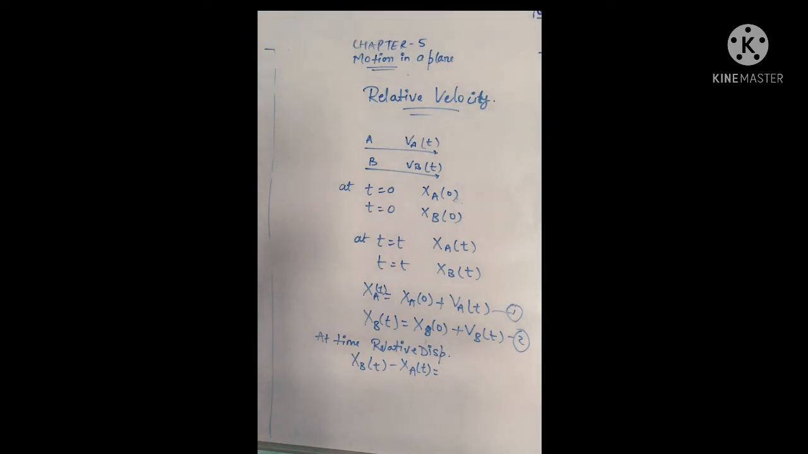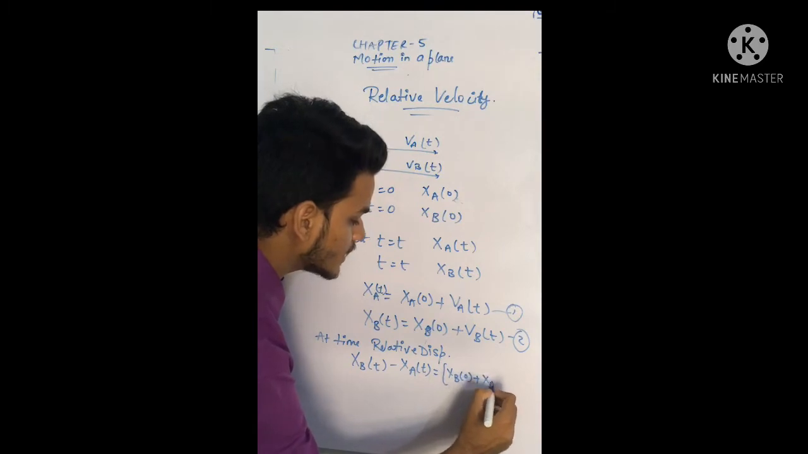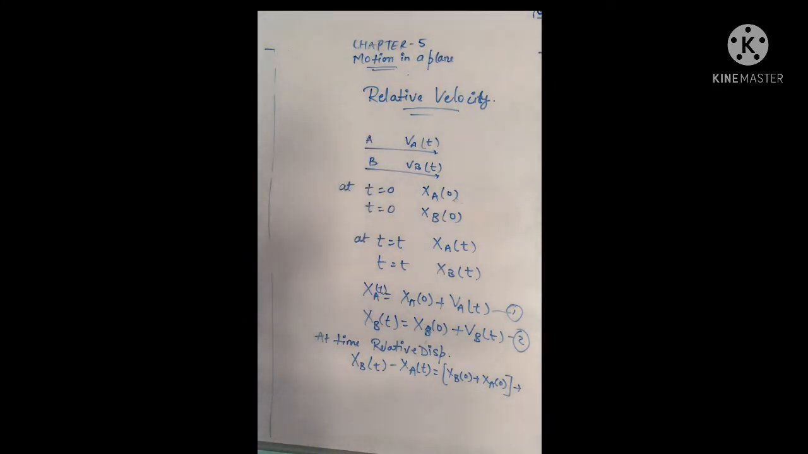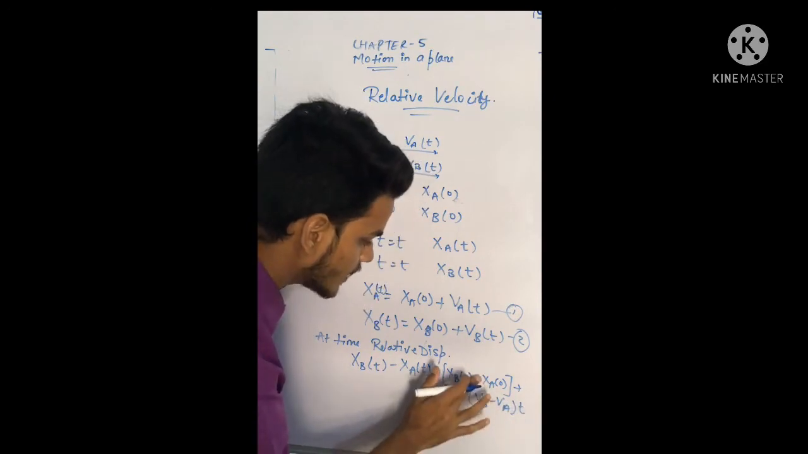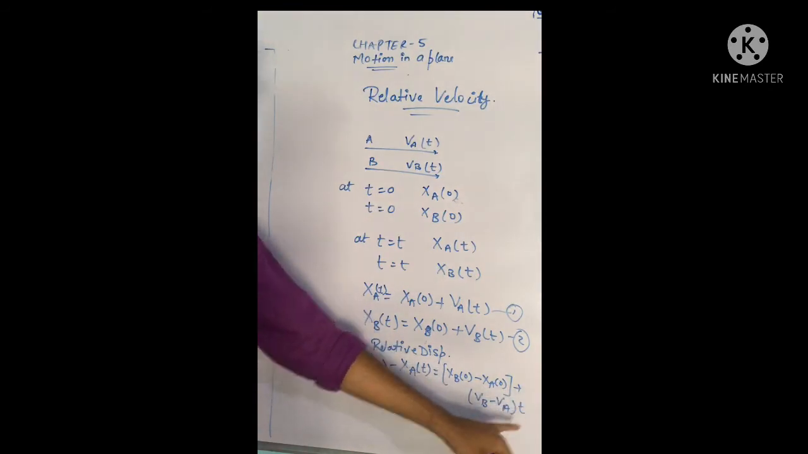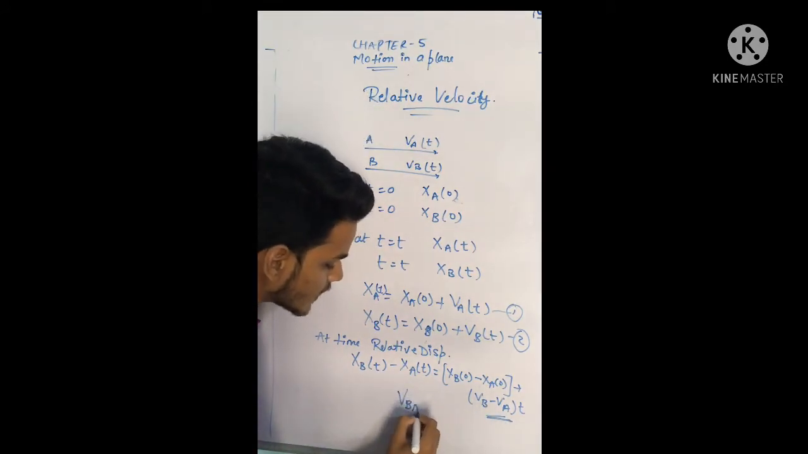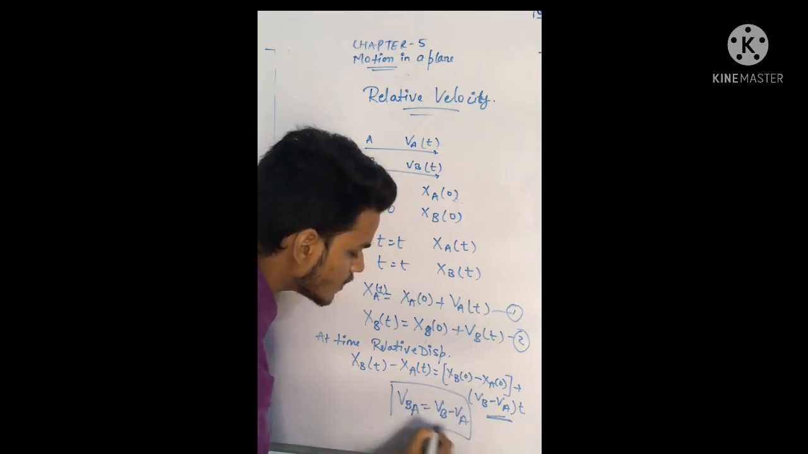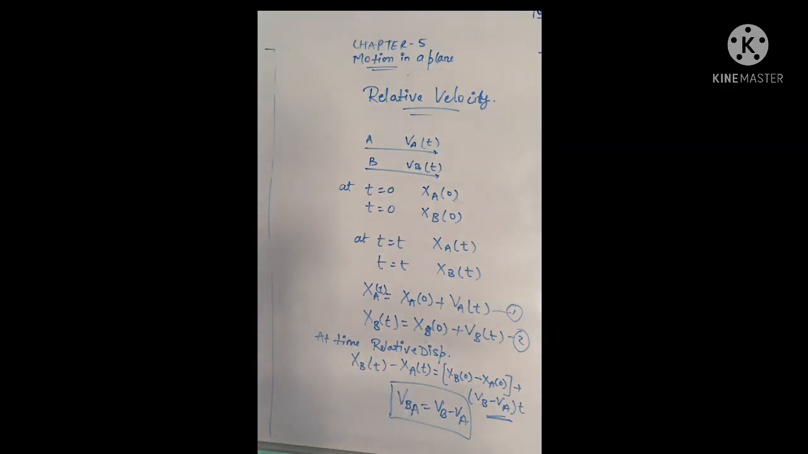So we will get the equation as xb0 minus xa0 plus vb minus va into t. So this vb minus va is the relative velocity, which we can write as vba equals vb minus va. So when we subtract the velocity of a from the velocity of b, we will get the relative velocity of b with respect to a.